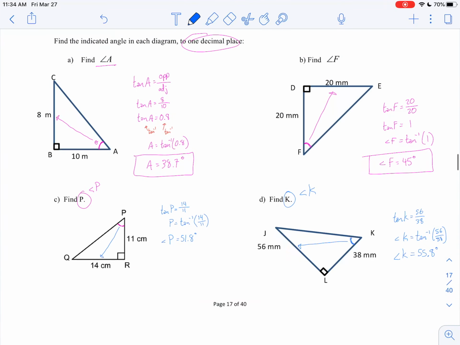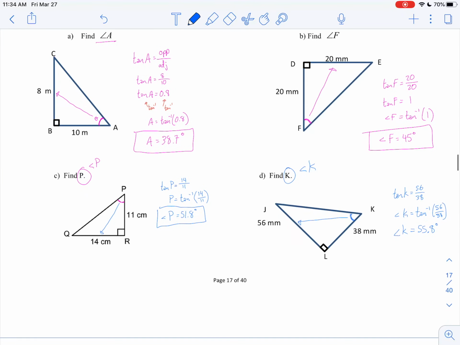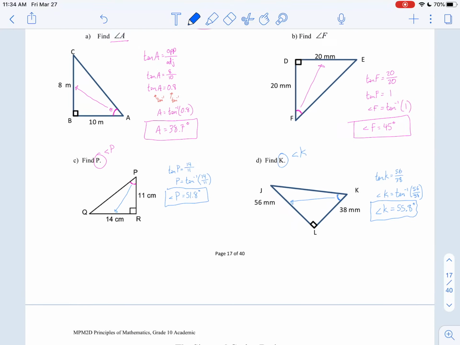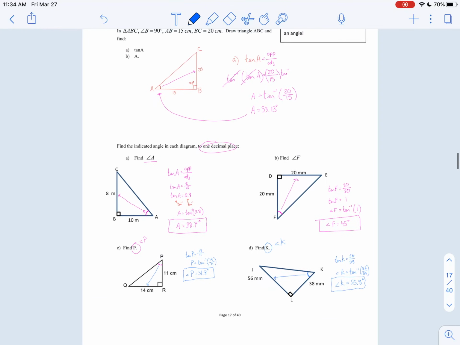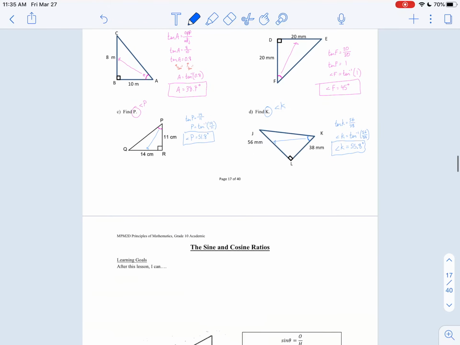So if you fast forwarded along, you can see our four answers are angle A is 38.7, angle F is 45 degrees, angle P is 51.8, and angle K, with a box around it, is equal to 55.8. So that is how we solve for a missing side and a missing angle using the tan ratio only. In Khan Academy, you've already gone over the sine and the cosine ratio. We're going to go over that next class.